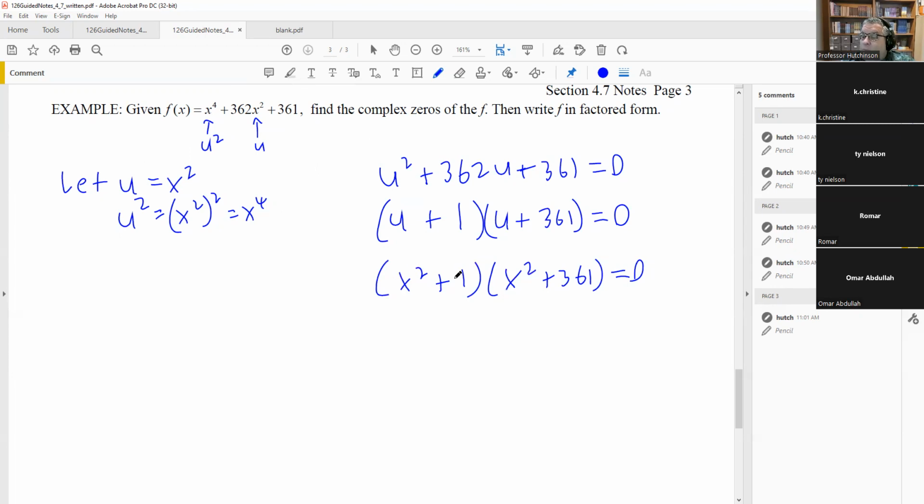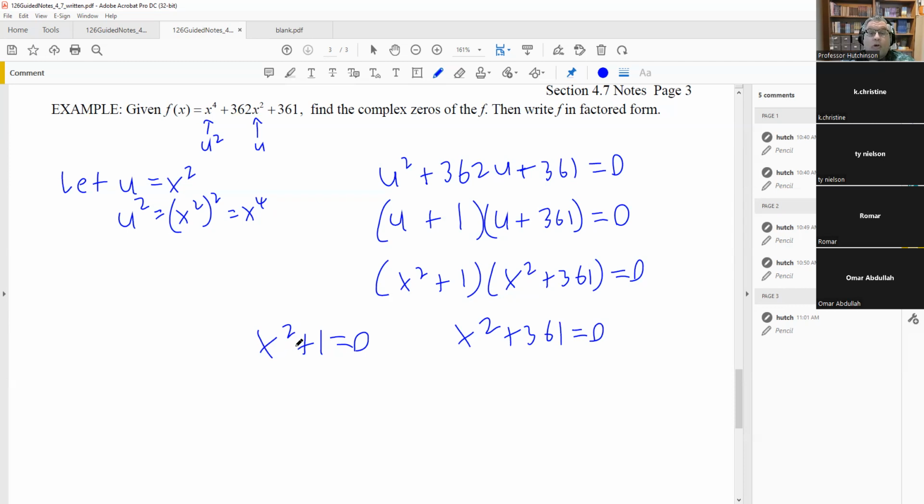If I multiply x squared plus 1 times x squared plus 361, I'm going to get the original thing that we started with. Again, if you already recognize how to factor it and go from the first step directly down to the line that I have here, by all means go ahead and do that. But sometimes the substitution technique can help a little bit. Now each of these individually I can set equal to 0. So I have x squared plus 1 equals 0 and x squared plus 361 equals 0.